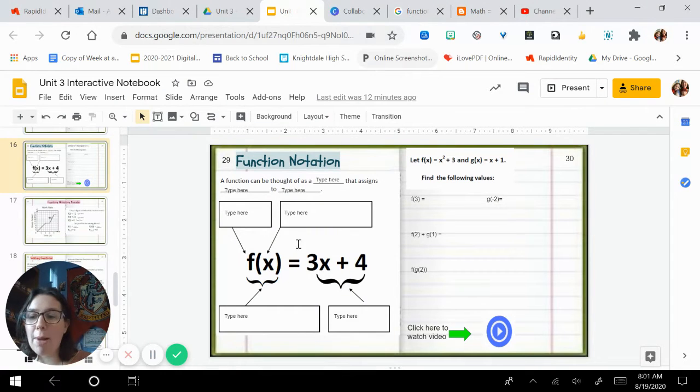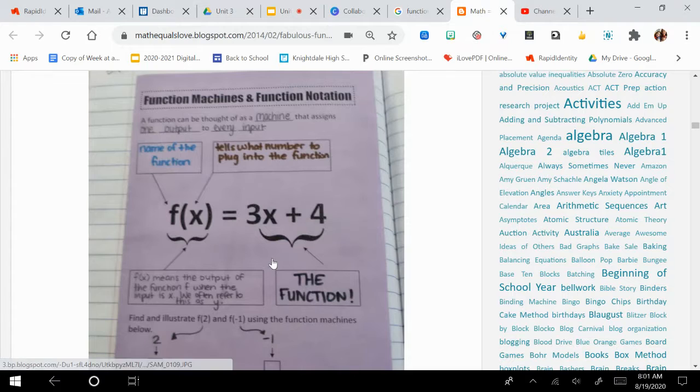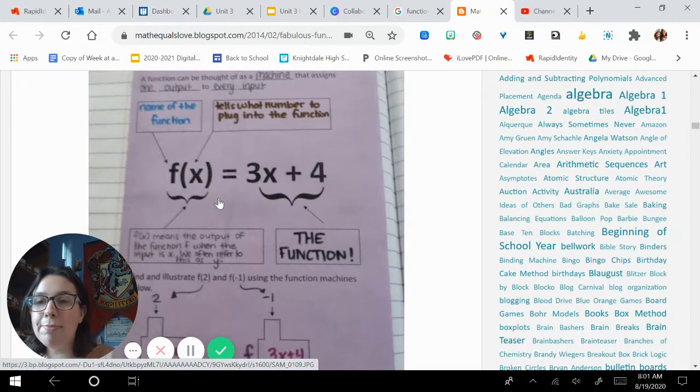Okay, so now let's talk about the notation part right here of the function. The f is the name of the function. Functions can be different names. It could be f of x, g of x, h of x, any other letter in the alphabet. X tells you, in these parentheses, what number to plug into the function.